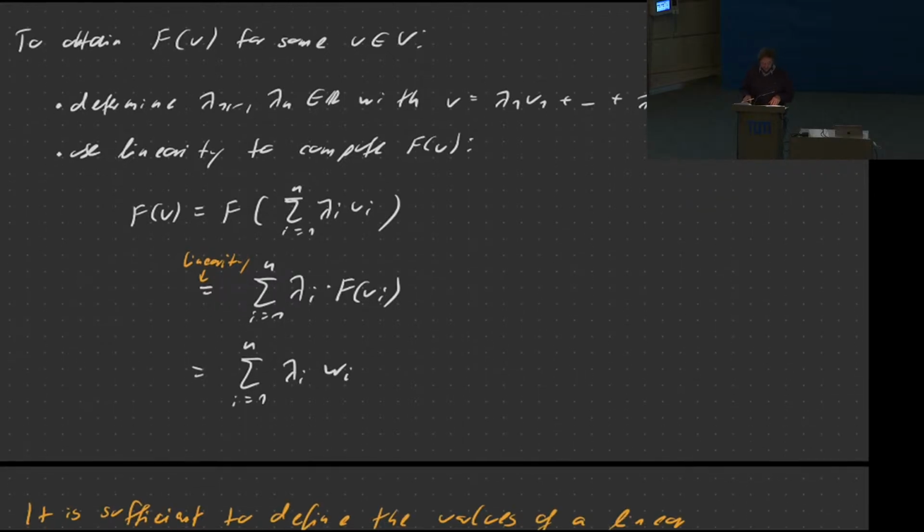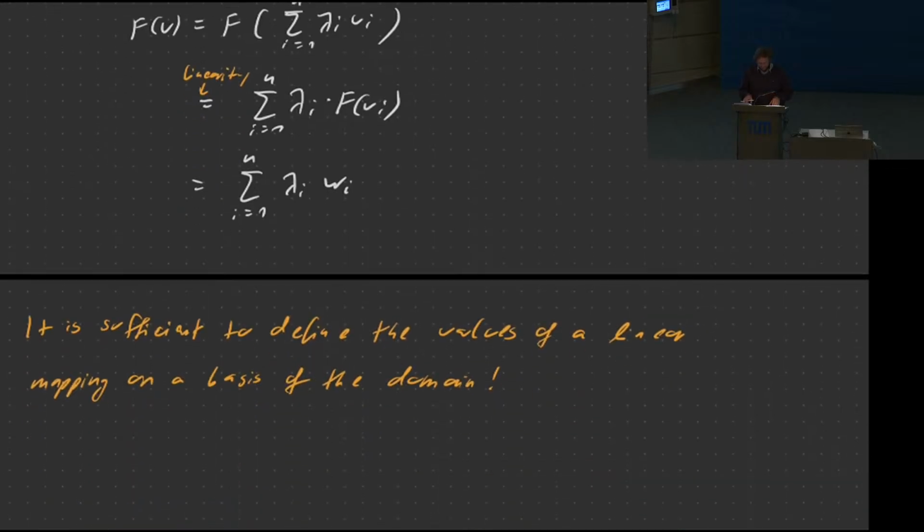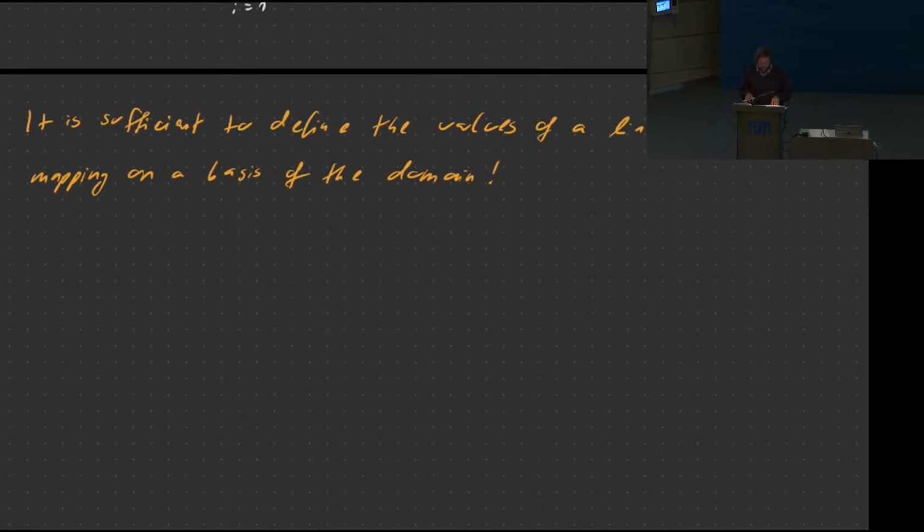That, of course, makes it easy and nice to define a linear mapping. I just have to write down the images of basis vectors. And of course, I have to agree on a basis first, right? Any basis will do, but that also is part of my definition. I need to know the basis. So it's sufficient to define the values of a linear mapping on a basis of the domain. And that's what we use to find a compact representation of linear mappings in the form of a matrix that represents that linear mapping.